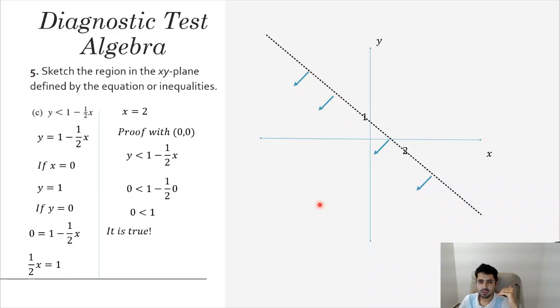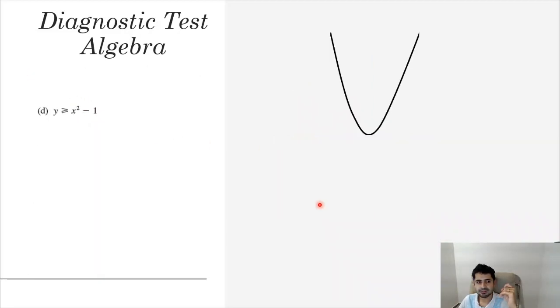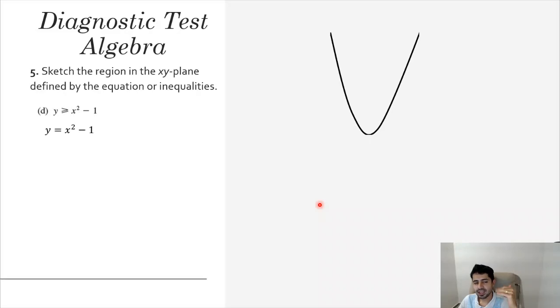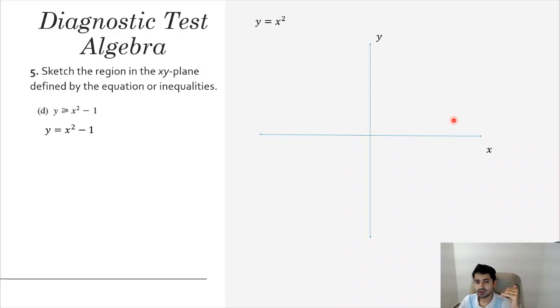Okay, let's move now to the next one. We have this inequality. So again, I put the equality. I know that this should be of this form, x squared. So this should be the form because minus 2 elevated to 2 is 4, and 2 elevated to 2 is 4, so it's symmetric. However, we have here minus 1.